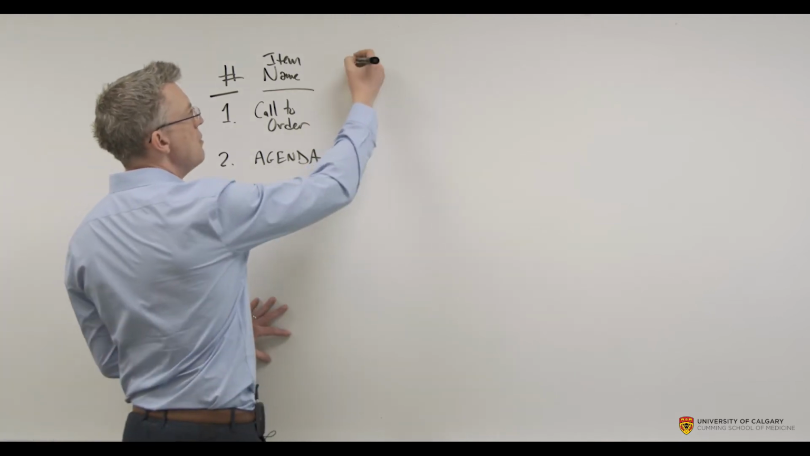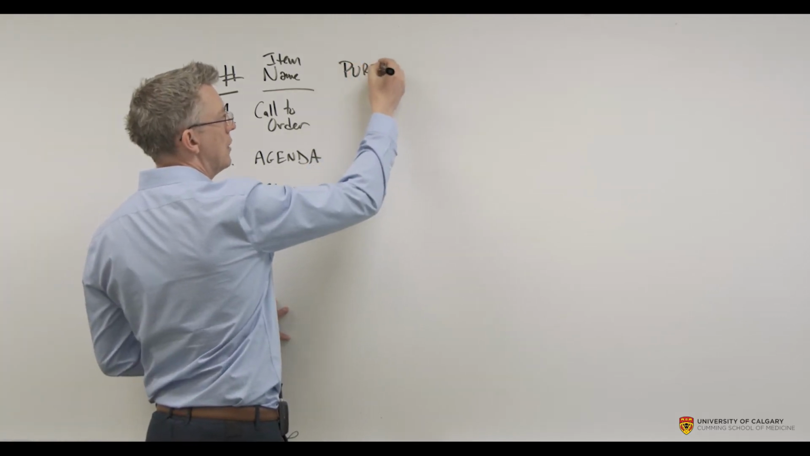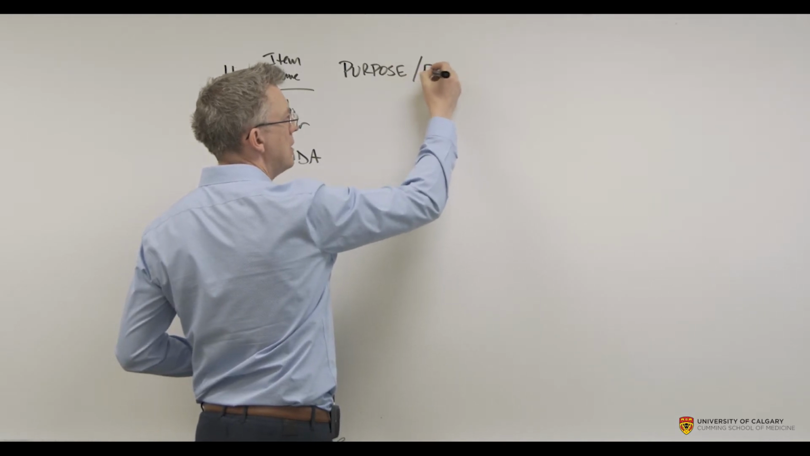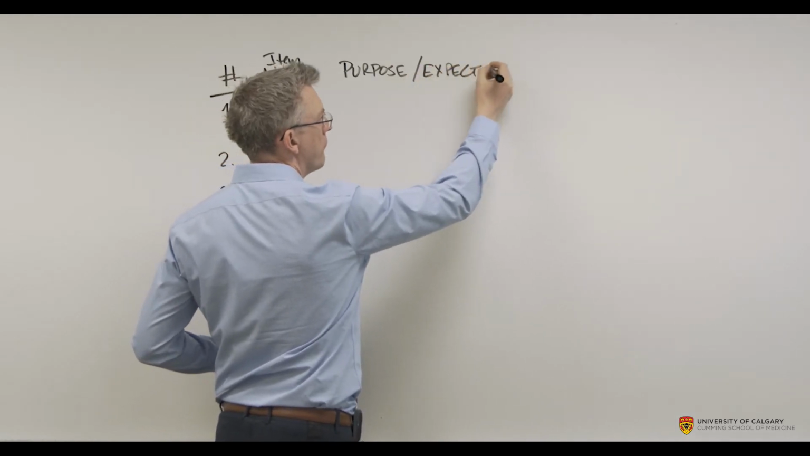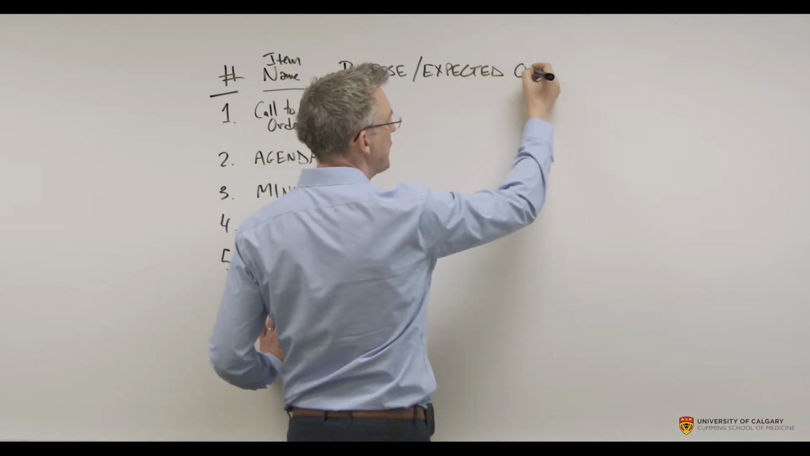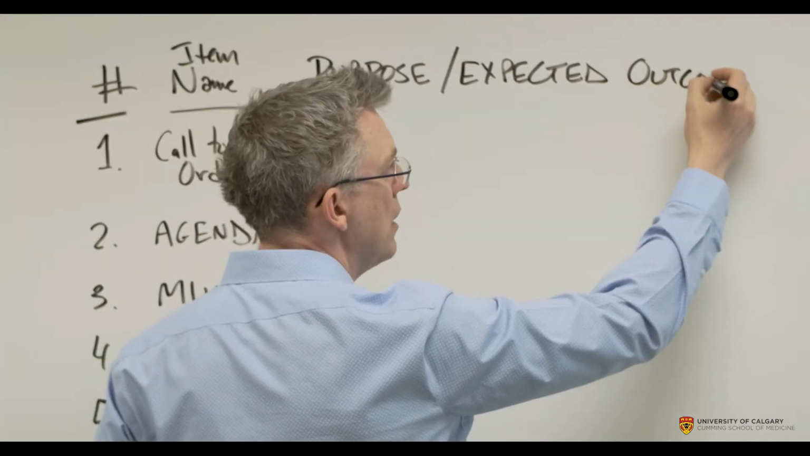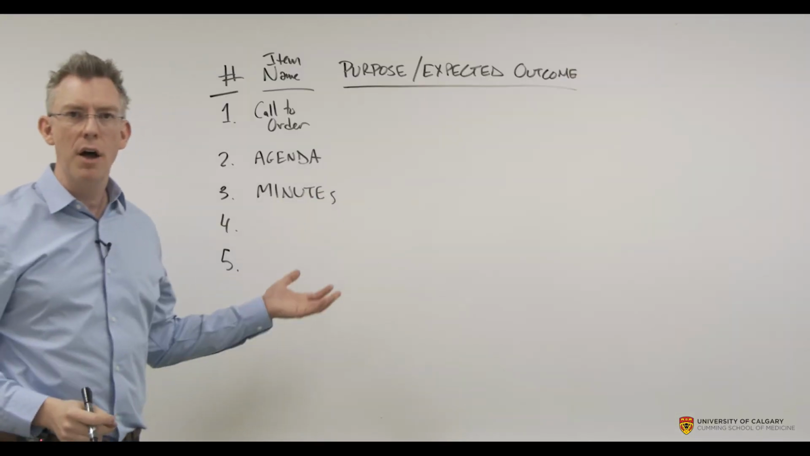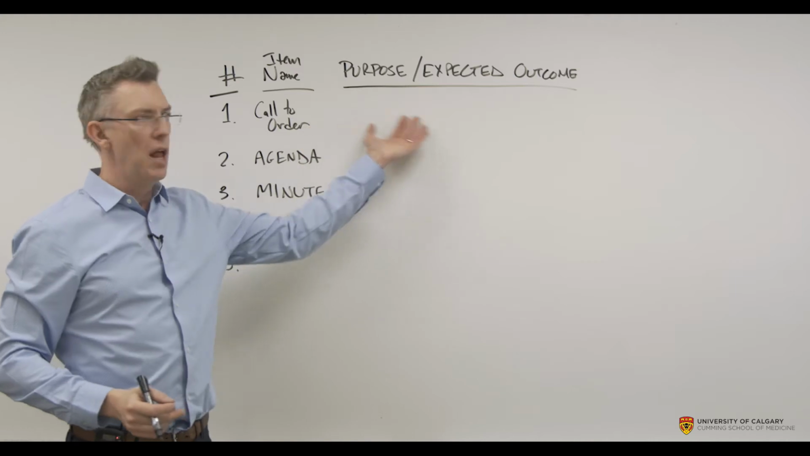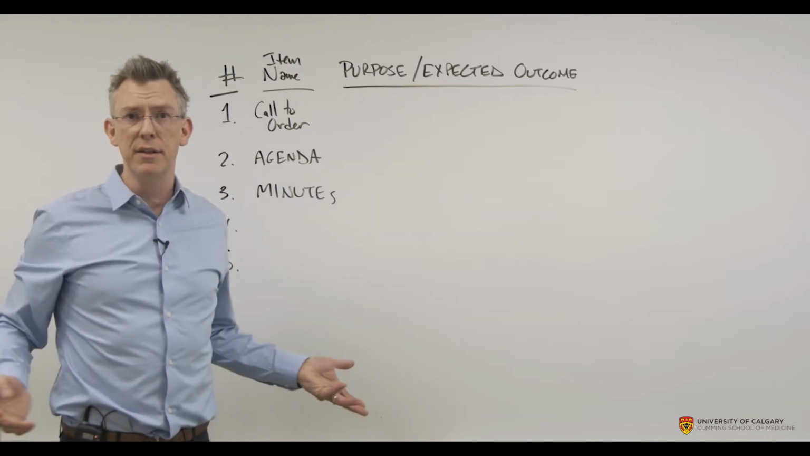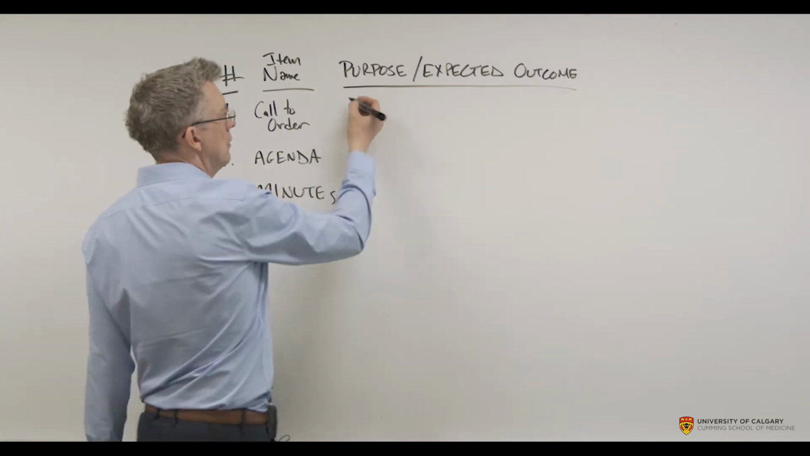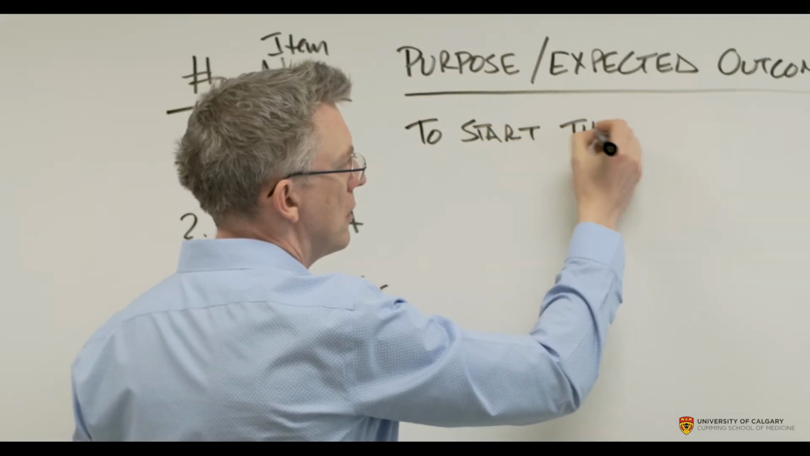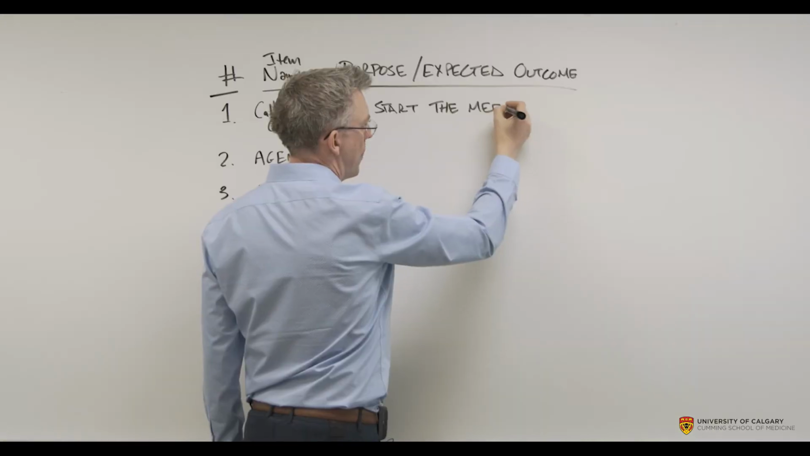Next, then you have a very clear purpose. Purpose and expected outcome. You actually have this set up really clearly from the beginning, so that when people see that something's on the agenda, you're telling them very transparently why it's on the agenda. So call to order, this one's basic, to start the meeting. That's easy.